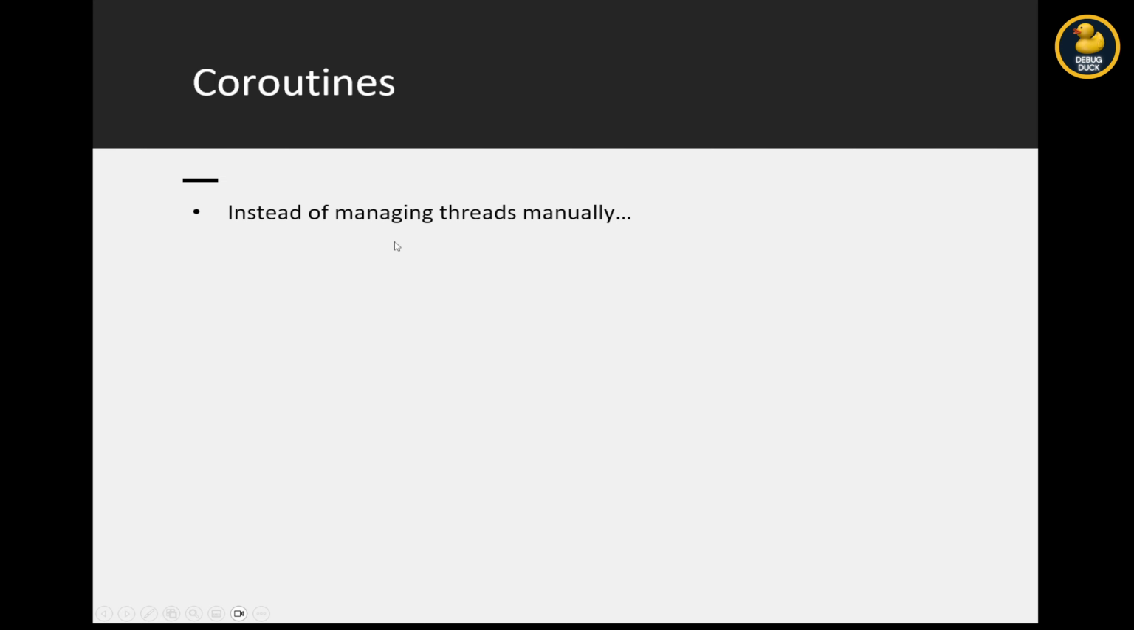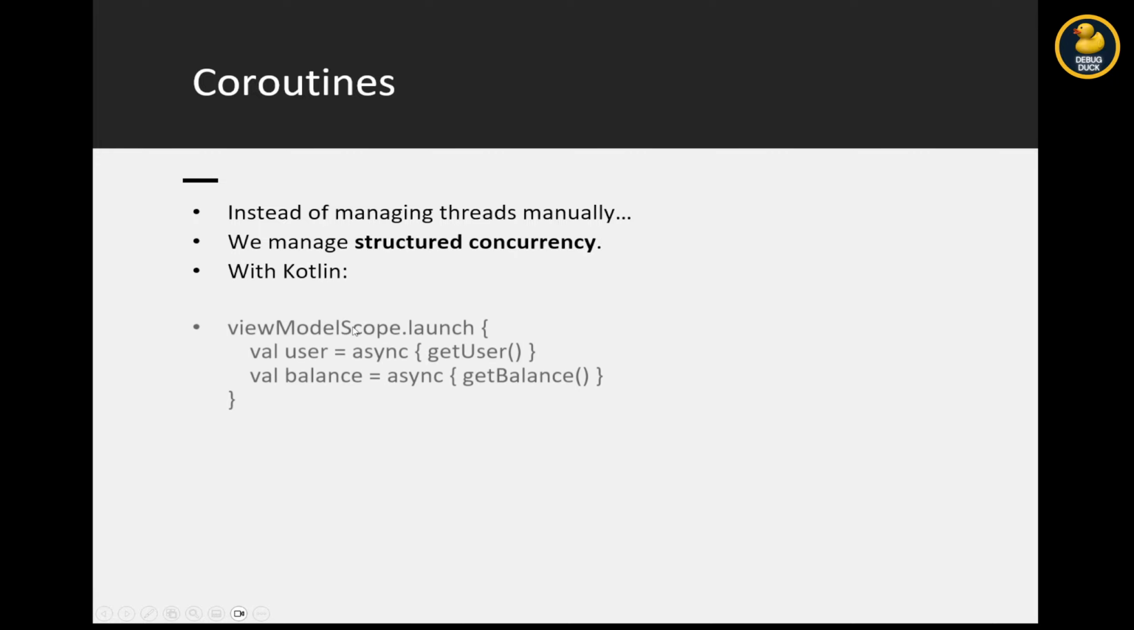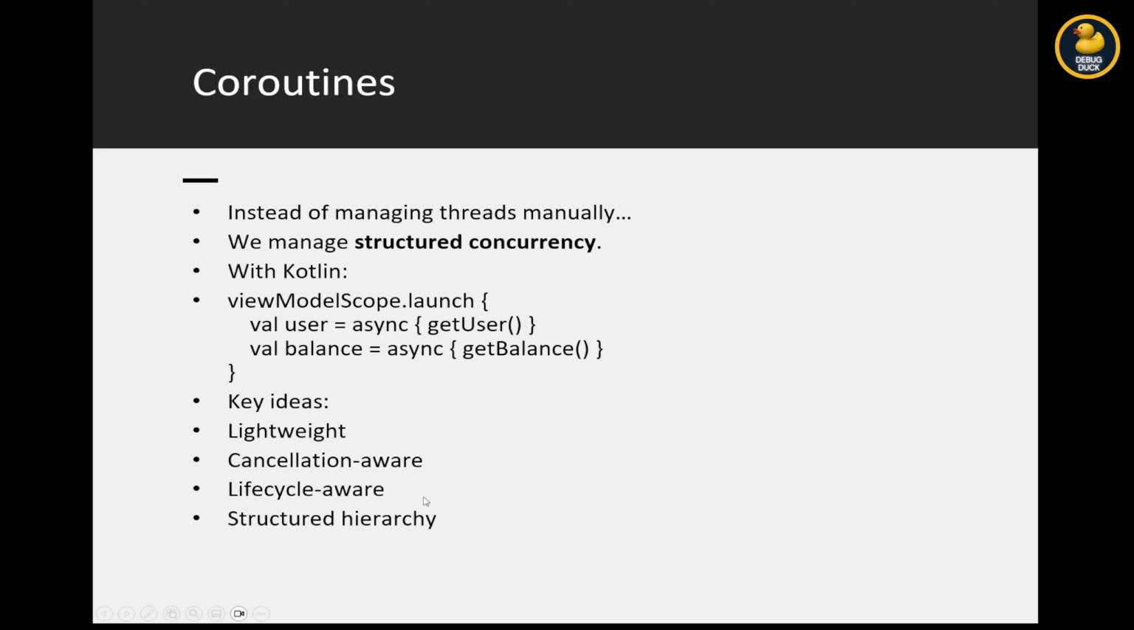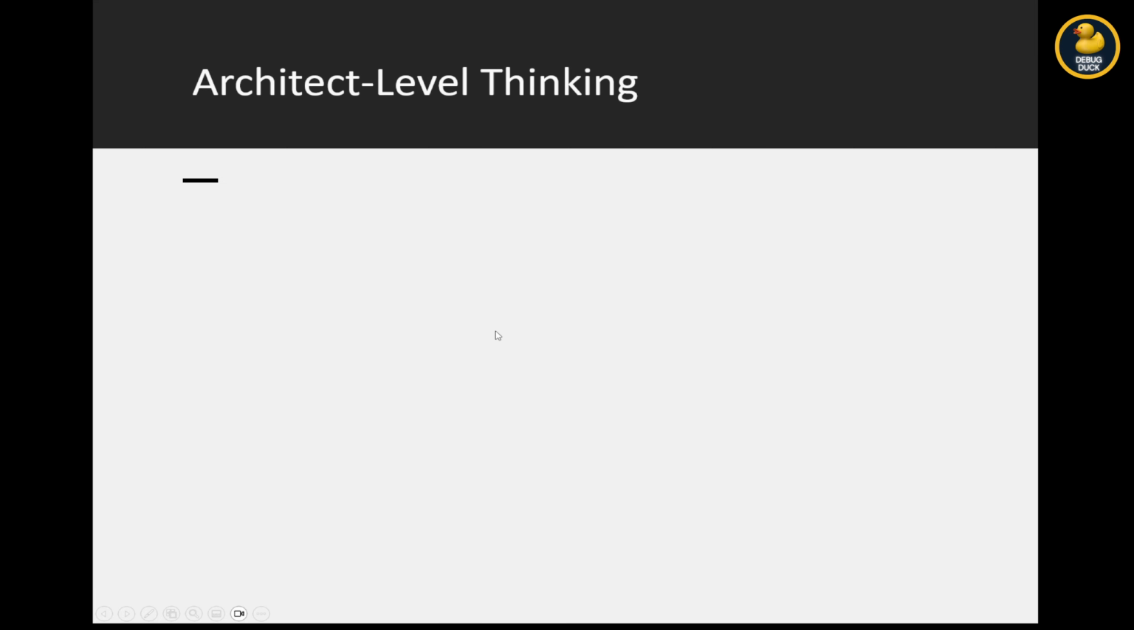Coroutines: instead of managing threads manually, we manage structured concurrency. With Kotlin, you can use viewModelScope.launch and take a val user from async getUser, and val balance from async getBalance. The key ideas: it is lightweight, cancellation aware, lifecycle aware, with a structured hierarchy.